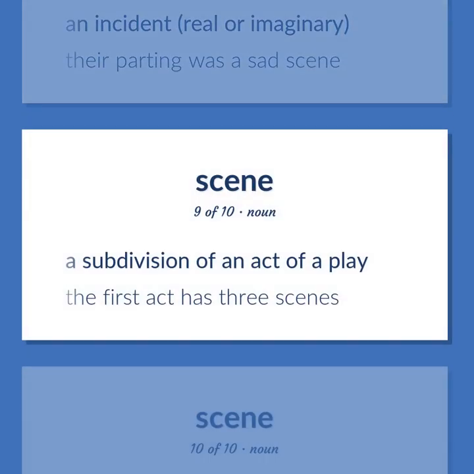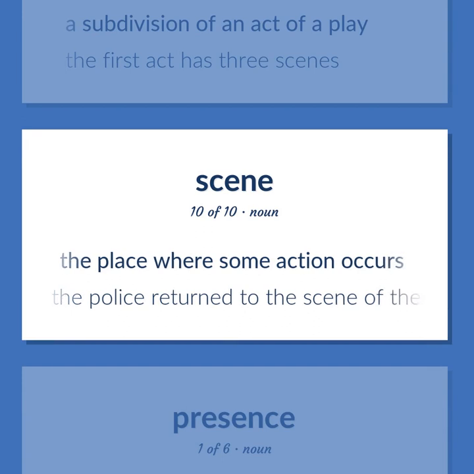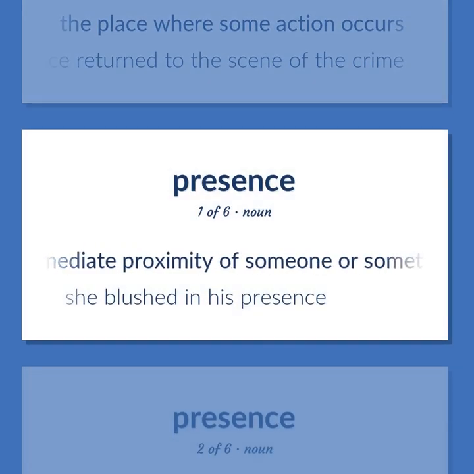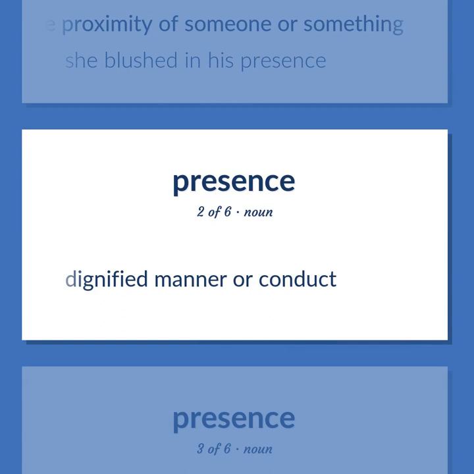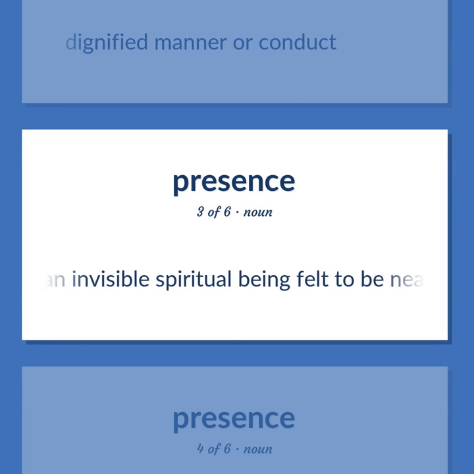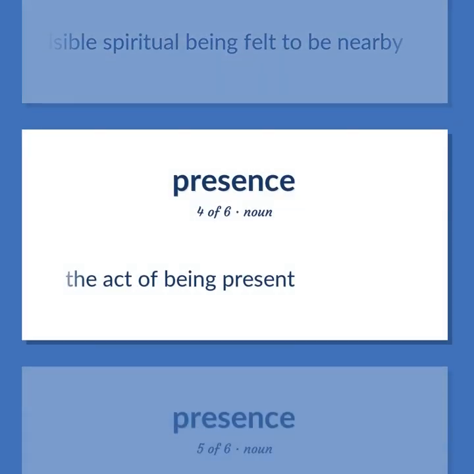A subdivision of an act of a play. The first act has three scenes. The place where some action occurs. The police returned to the scene of the crime. The immediate proximity of someone or something. She blushed in his presence. Dignified manner or conduct. An invisible spiritual being felt to be nearby. The act of being present.